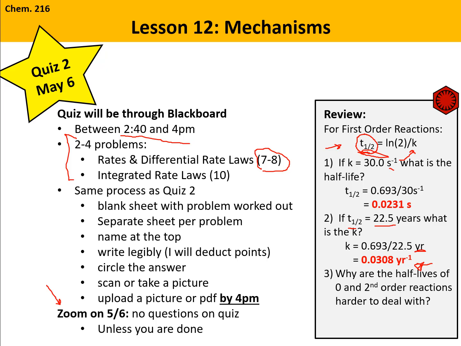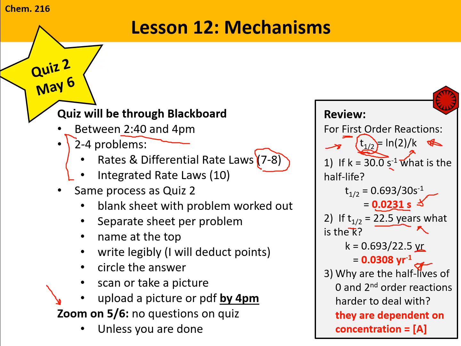Let's just look at these two half-lives, 22.5 years and 0.0231 seconds, right? The short lifetime here means that it's a very fast reaction. A very long life means it's a very slow reaction. All right, and notice we've only been dealing with first order reactions. Why don't we care about 0 and second order reactions? That's because they involve concentration. They're dependent on the concentration. This is not dependent on concentration. So it's something that's more useful. And in fact, we see this in nuclear decay.